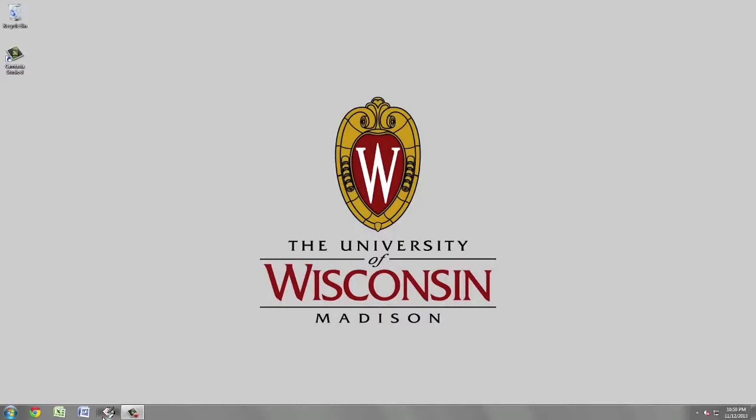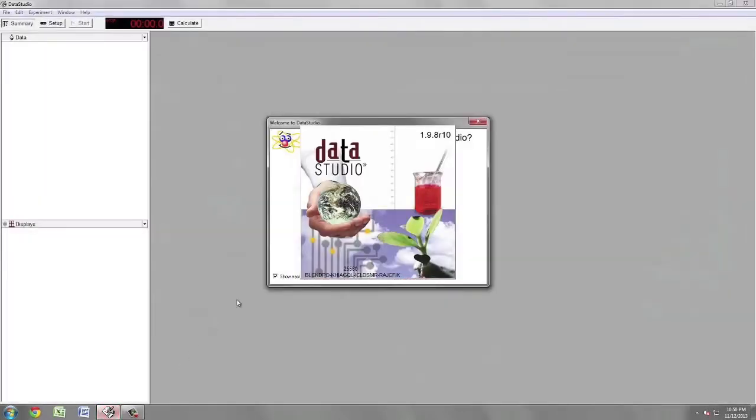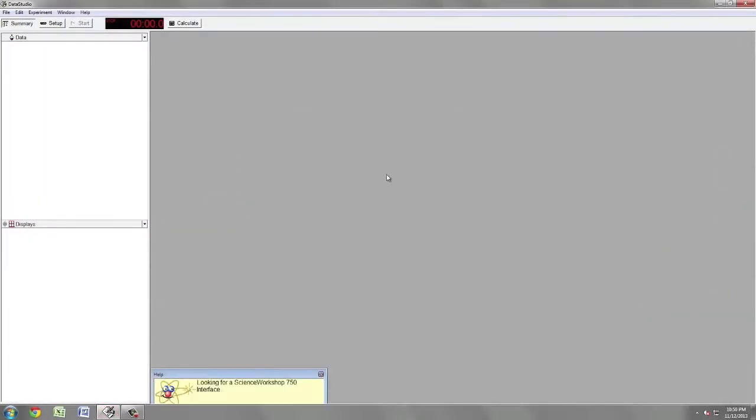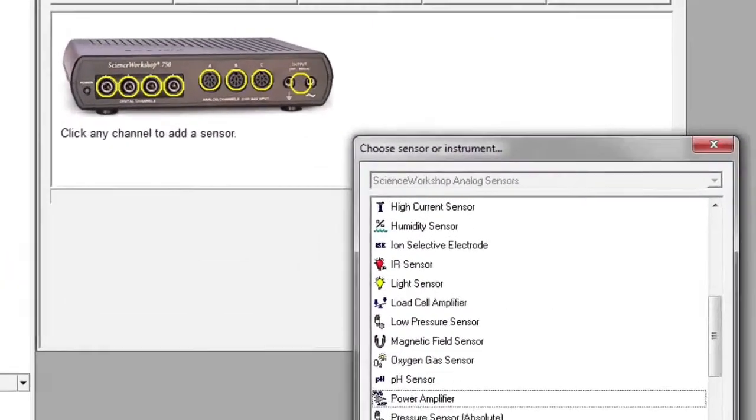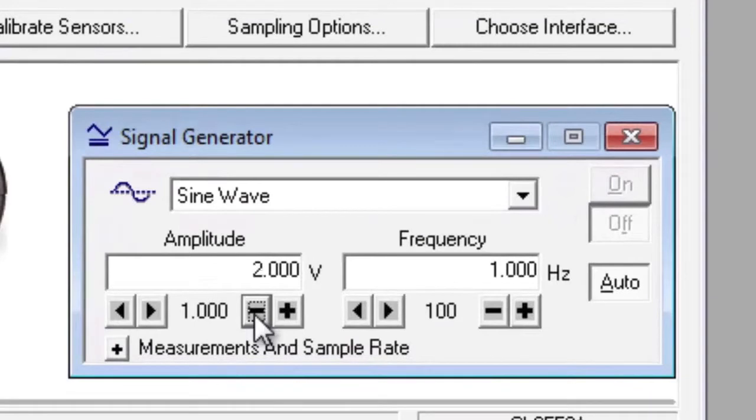To begin the experiment, launch Data Studio, create an experiment, and select Power Amplifier as your instrument. The signal generator window will then pop up. You can use this window to set up the amplitude and the frequency of the speaker input. For the first part, set the frequency to 60 Hz.